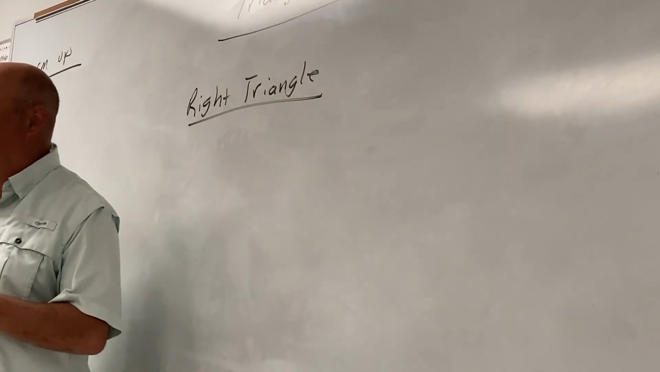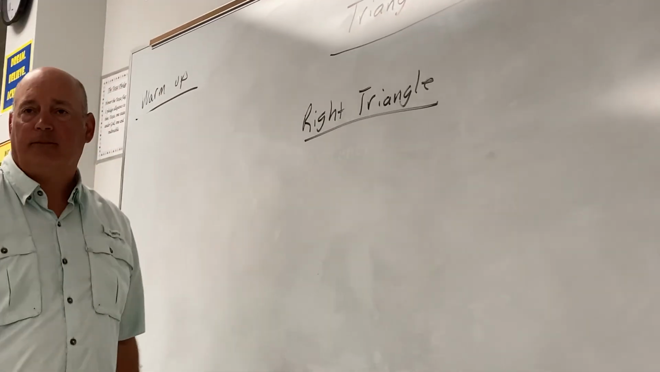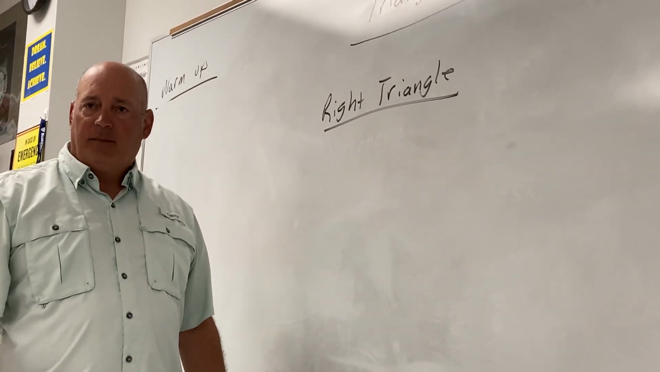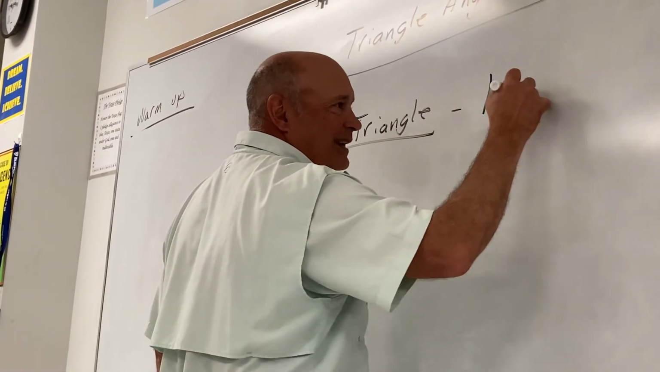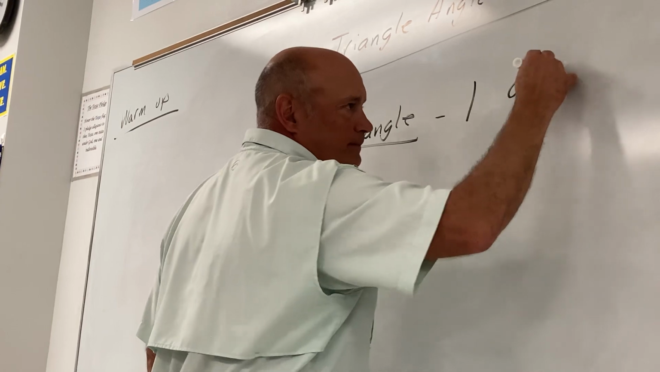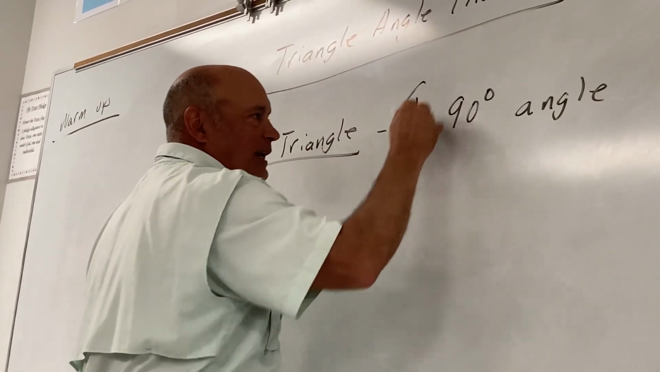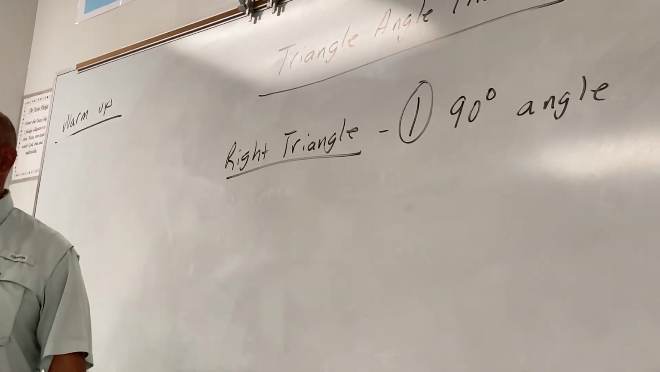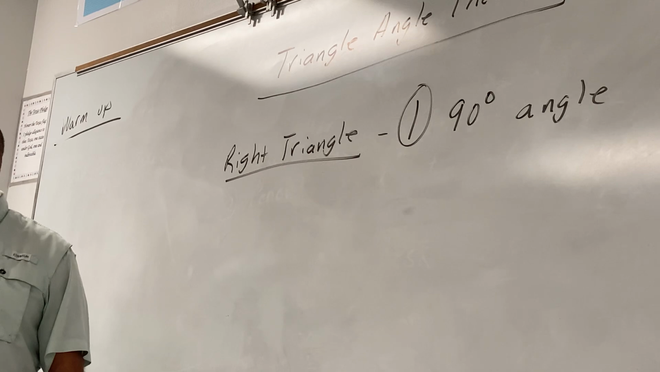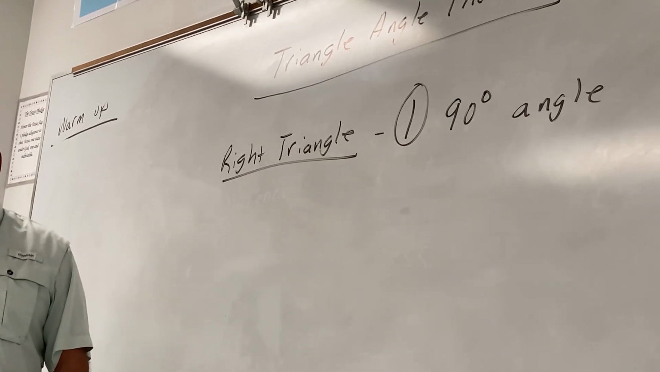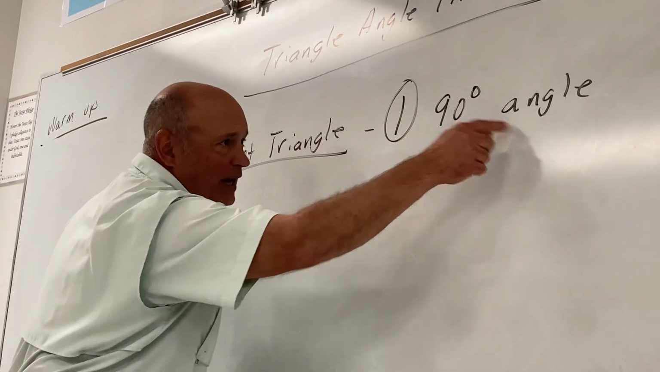Somebody tell me something you know about a right triangle. Doesn't that form a 90-degree angle? Yes. There has to be one 90-degree angle. Can it have two 90-degree angles? No, it can't. It'd be a square. We'll talk about that in a minute, so we'll hold that question for a minute. It's got to have one 90-degree angle.